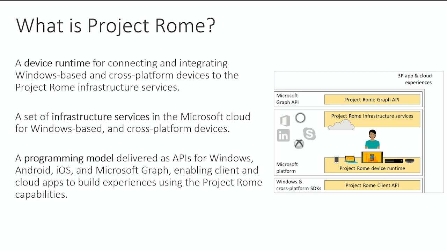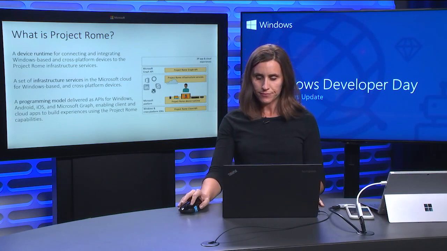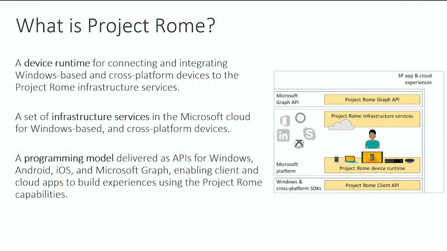The idea is that we want to deliver a personal OS that is not tied to a particular device or platform. We know that users will choose different devices for different jobs. Through the Project Roam APIs, developers can build experiences that allow users to move between these devices seamlessly.